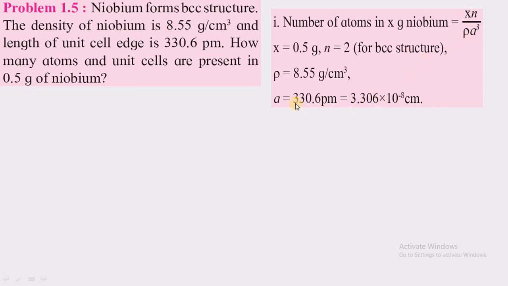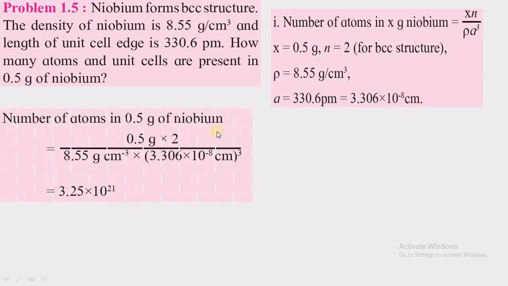We can calculate the value of a. It is equal to 330.6 picometer, and you have to convert it into centimeter. Always remember, picometer is converted into centimeter. How can it be converted? Picometer is nothing but 10 raised to minus 12 meter. Then multiply by 100, you will get centimeter, and hence it is 3.306 into 10 raised to minus 8 centimeter. By rearranging, you will get the value 3.306 into 10 raised to minus 8 centimeter.